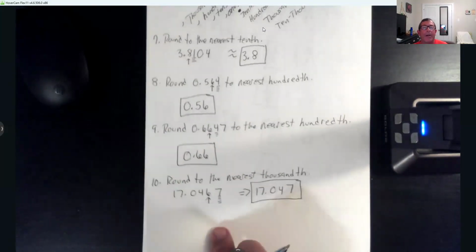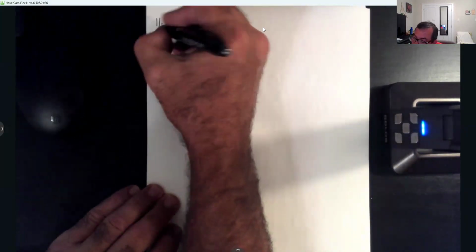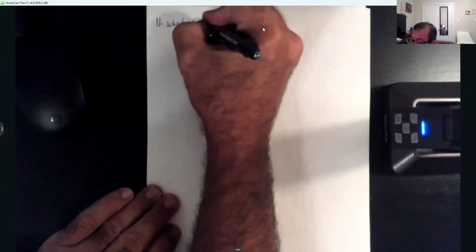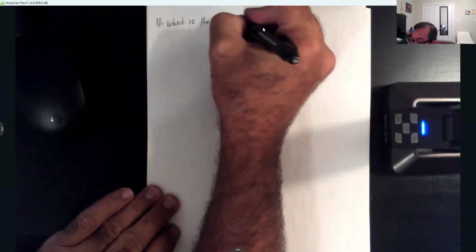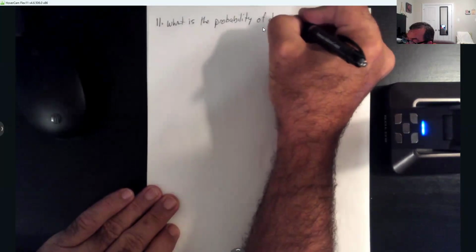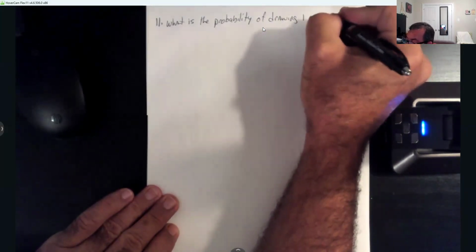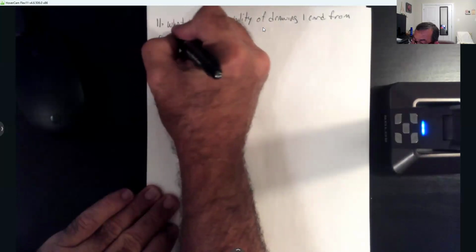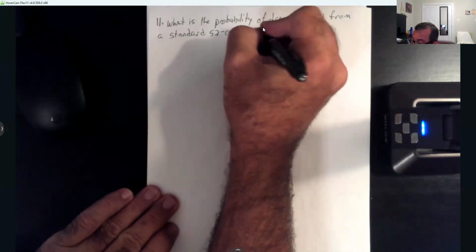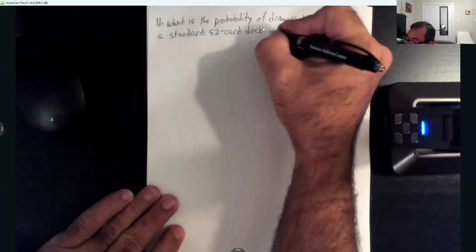All right, y'all. So, a little practice on doing that. And then the last 2 questions on this 7A support for decimals. What is the probability of drawing one card from a standard 52 card deck and drawing a 2?